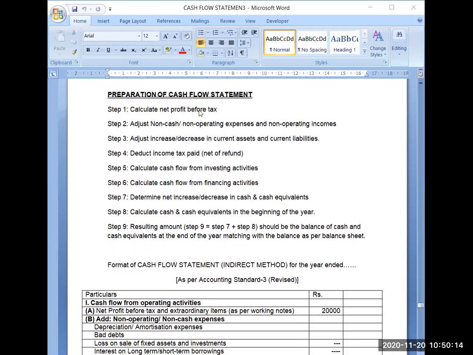So yesterday we revised all these steps: first we calculate the net profit before tax. Then in the second step we adjust the non-cash and non-operating expenses and non-operating incomes. Then in the third step we adjust the increase or decrease in current assets and current liabilities. After these three steps we get cash flow from operating activity. Out of that we deduct the income tax paid net of refund. Then we get cash flow from operating activity.